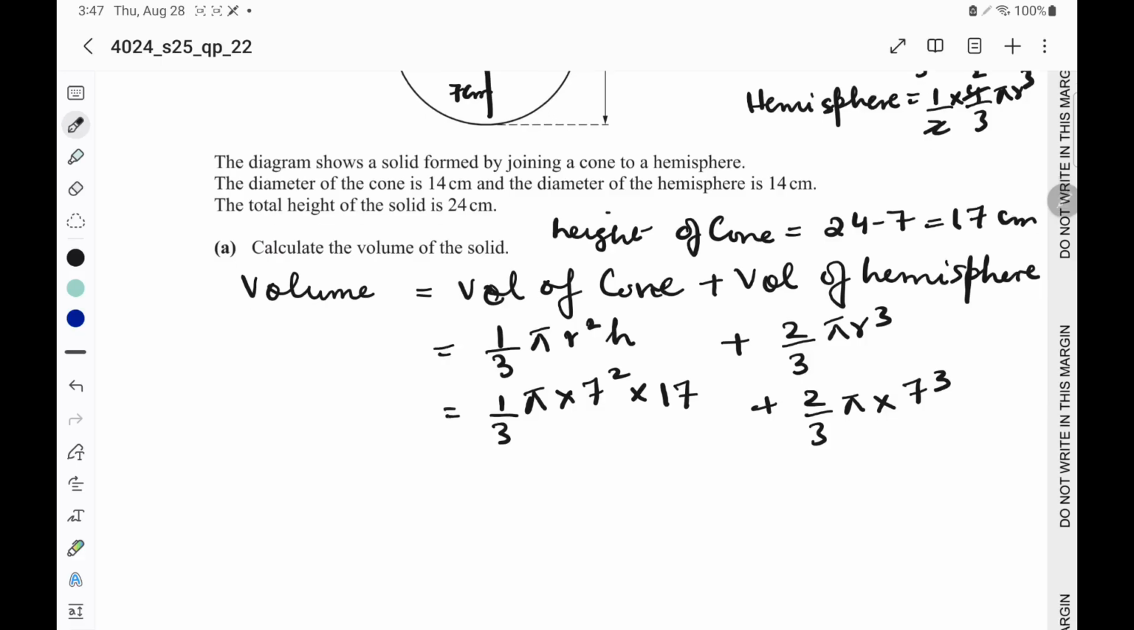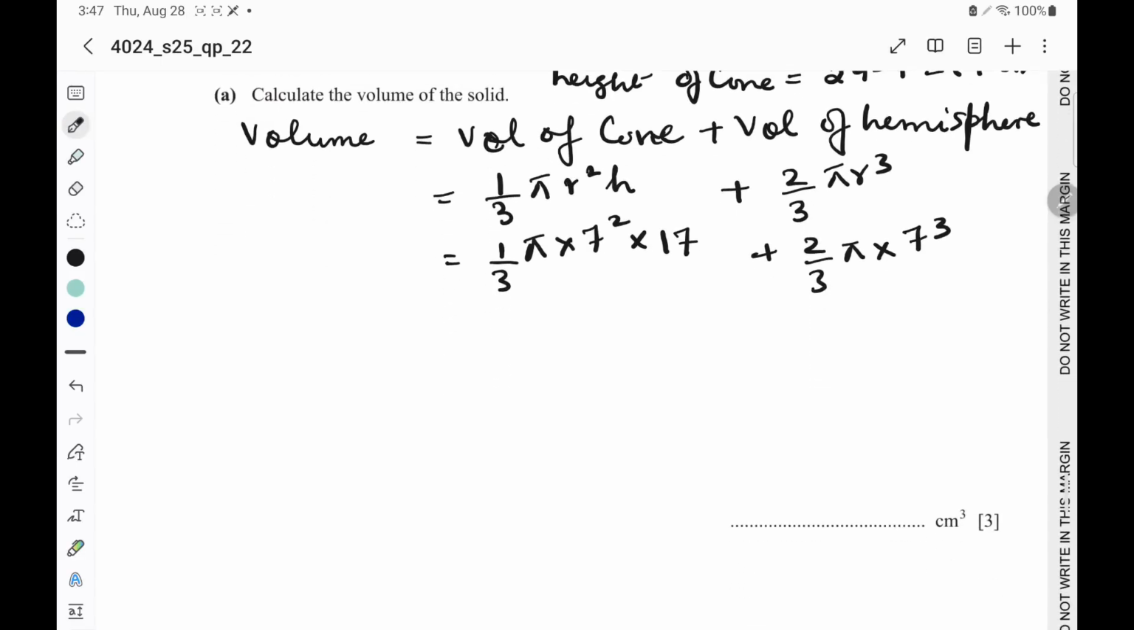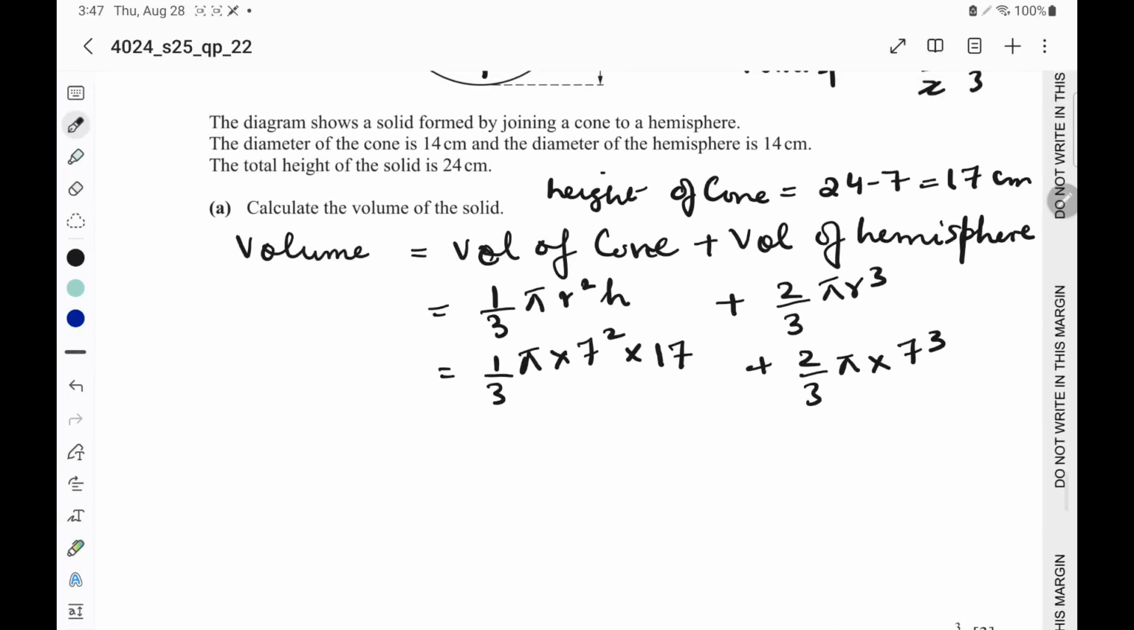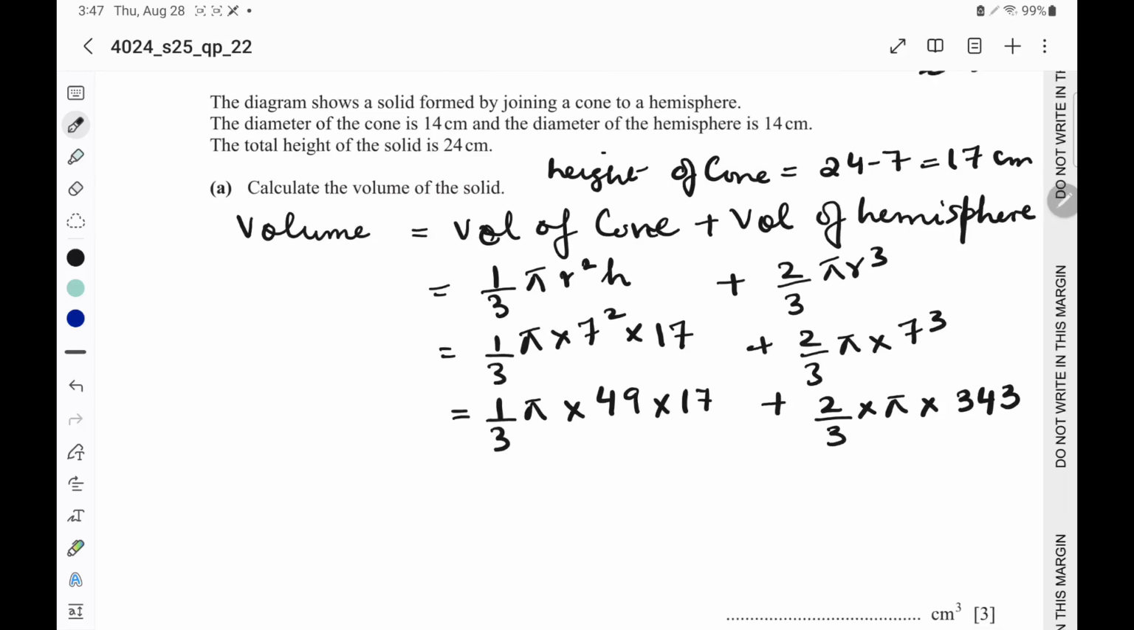But look at the question, how many marks it has. It has 3 marks, so just write down everything, okay? So this is 1 over 3 pi into 49 into 17, one thing, and 2 over 3 into pi, and everybody knows that 7 cube is 343. If you don't know, then take your calculator.